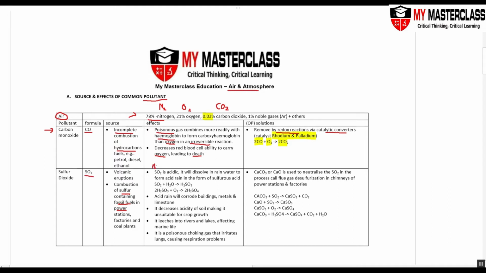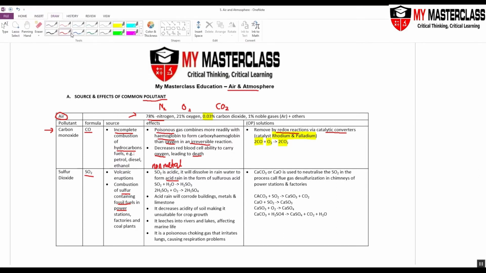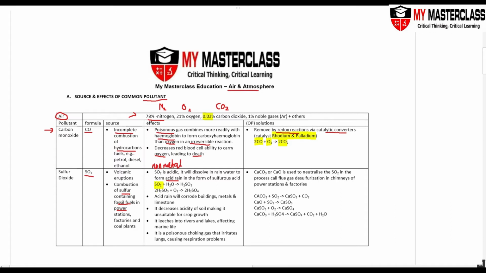SO2 is acidic. This one is your non-metal oxide. Non-metal oxide is acidic. This is your acid-base chapter. It dissolves in rainwater to form acid rain, in the form of sulfurous acid. This equation we also have to know: SO2 plus H2O gives you H2SO3. Sulfurous acid is one oxygen less than sulfuric acid. Sulfurous acid plus more oxygen can give you sulfuric acid, which is your typical strong acid.